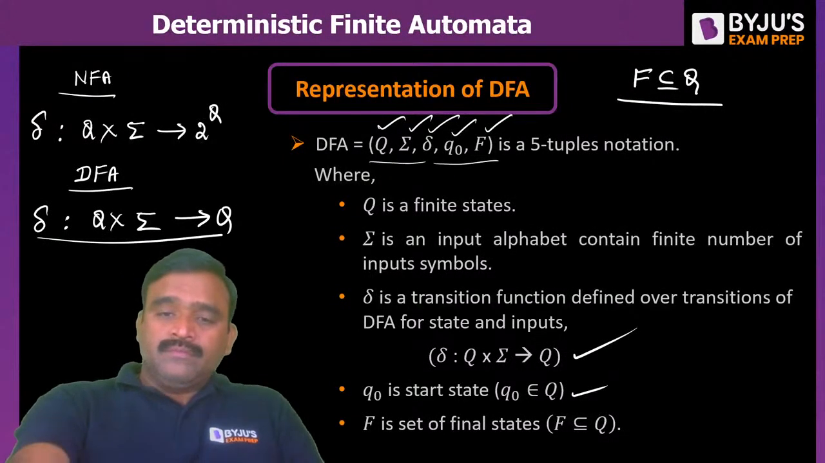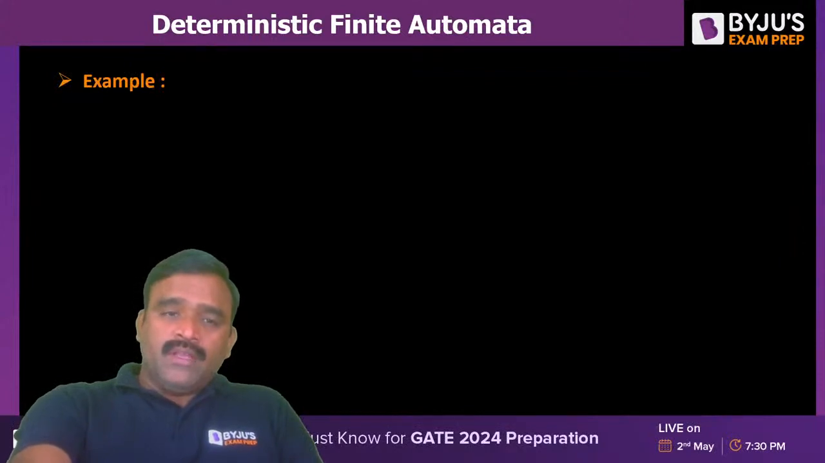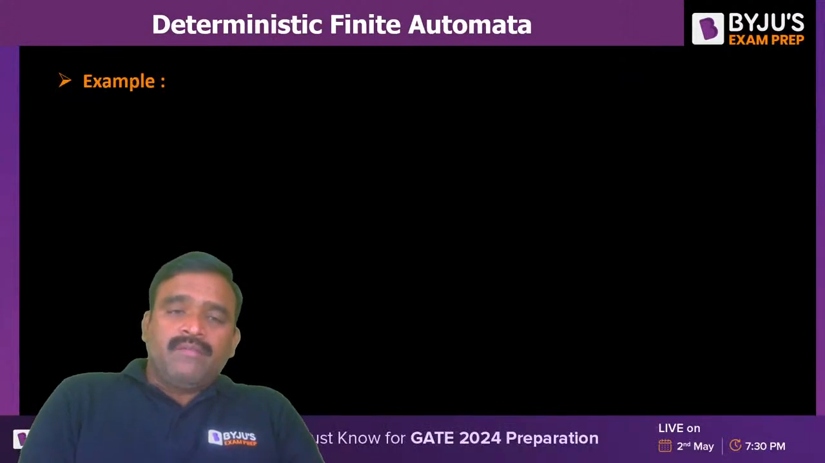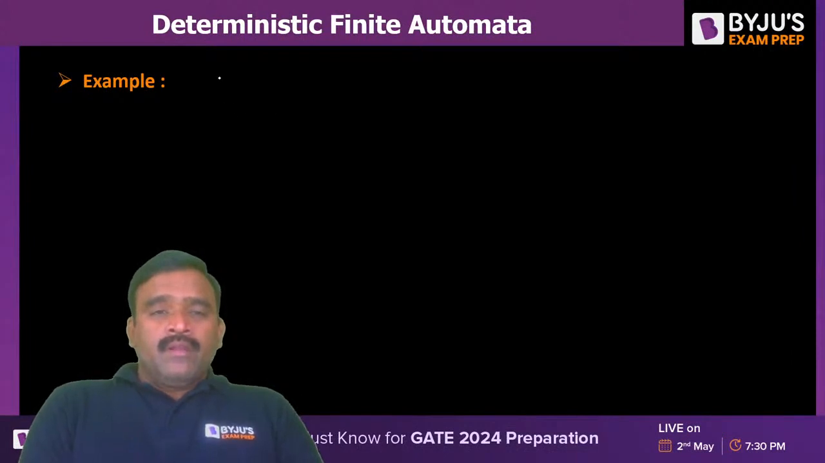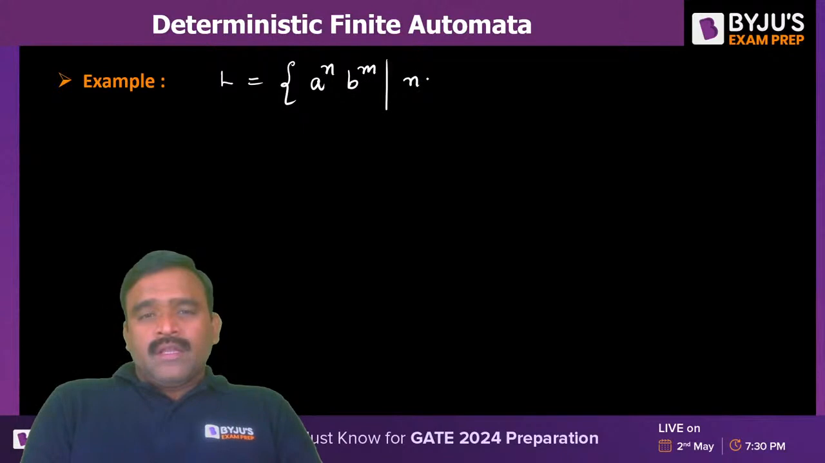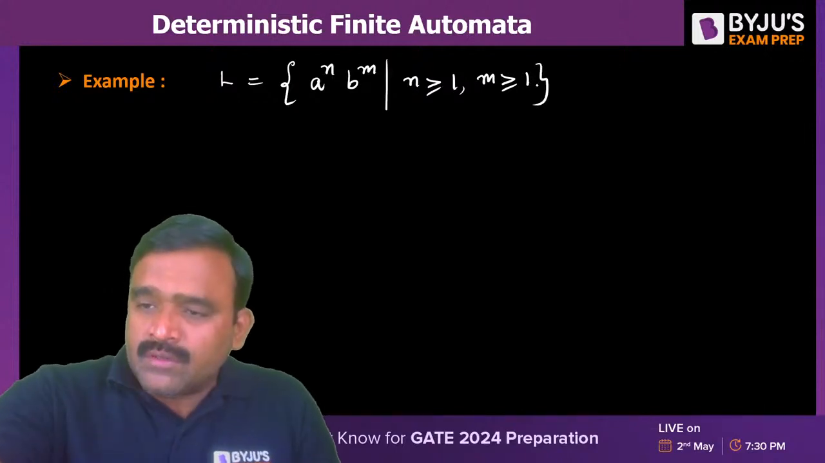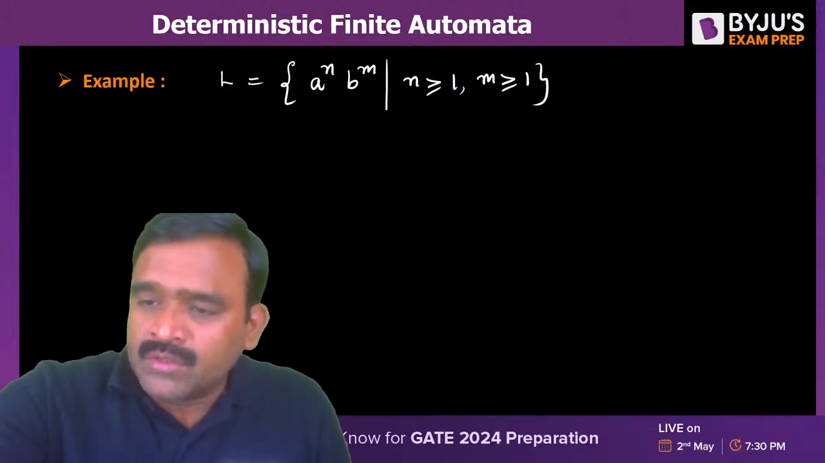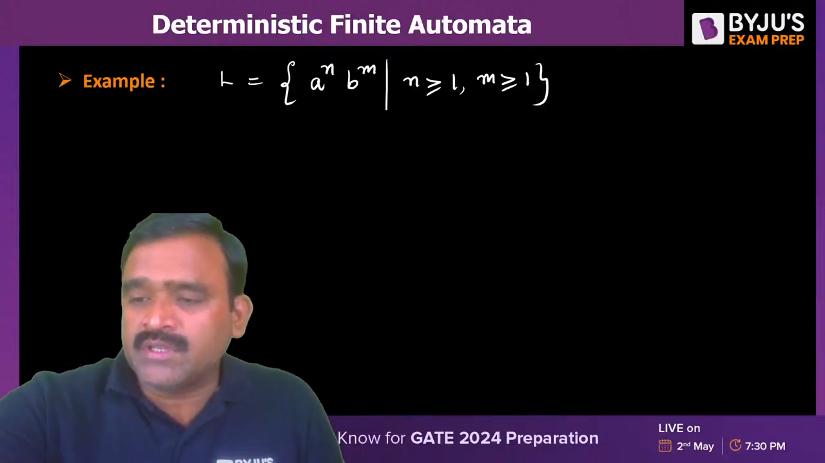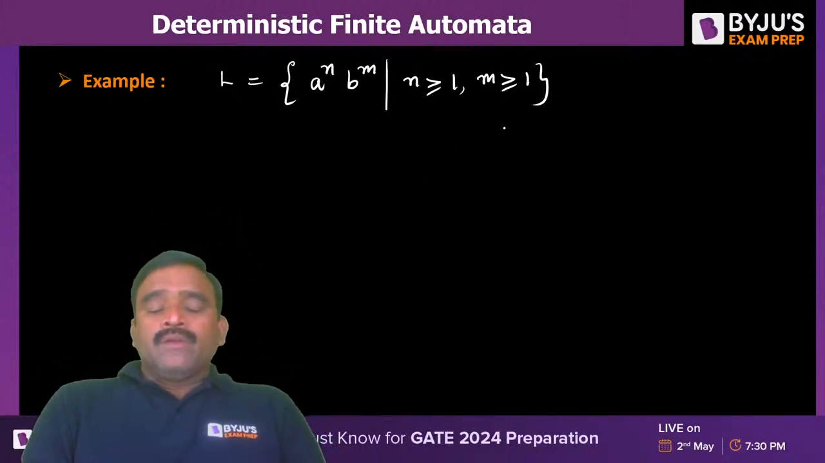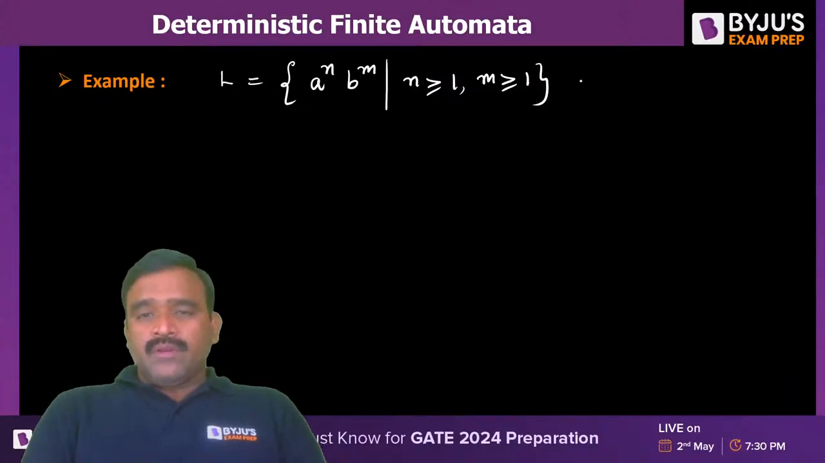Fine. Now coming to an example of DFA, let us suppose I am having something like this. Language L is equal to a power n, b power m, such that n is greater than or equal to 1 and m is greater than or equal to 1. So these are the two things, for example. In this connection, how to construct a finite state machine for it? I will explain. So what are the strings here? One or more A's followed by one or more B's.